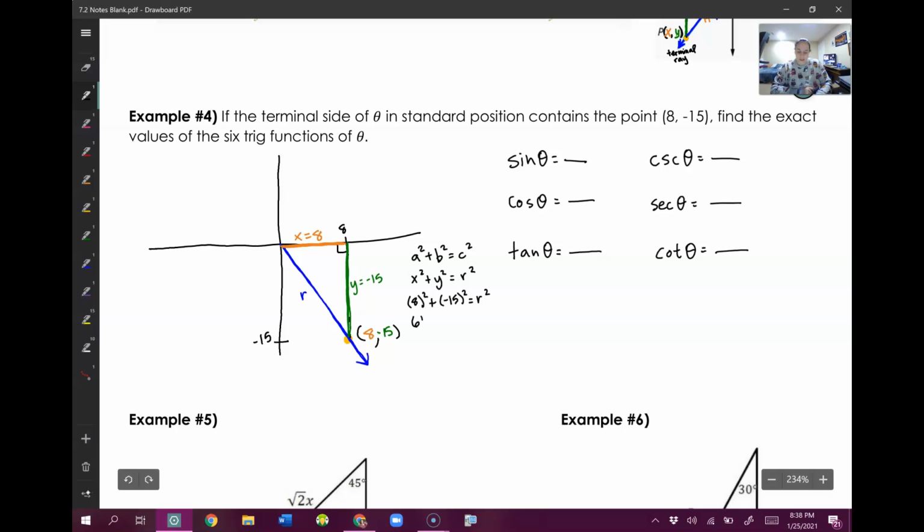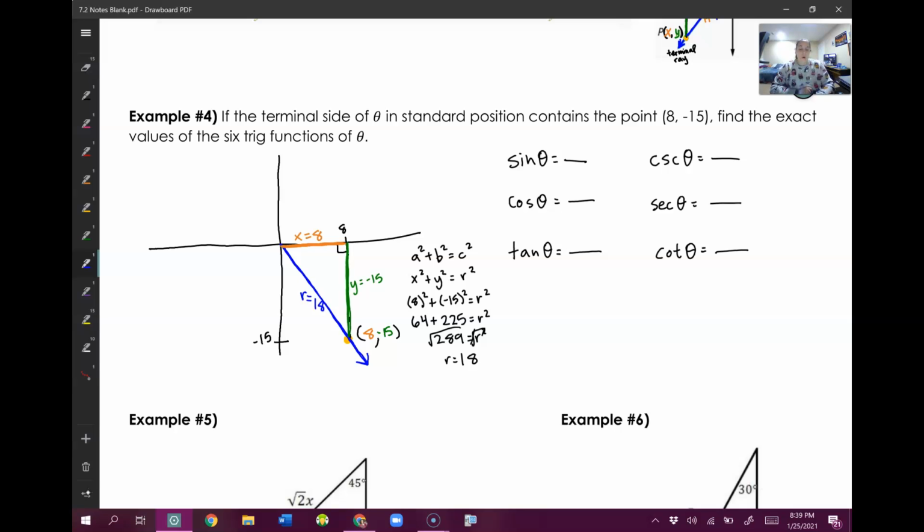So 8 squared is 64. Now, do not forget the parentheses on this part right here. If you don't put parentheses when you square -15, it'll give you a negative answer, and that's wrong. It should be a positive 225. Now if I add those together, I get 289. Now square root them to solve for R. So I get R is the square root of 289, which I believe is 18. So now we know R equals 18.